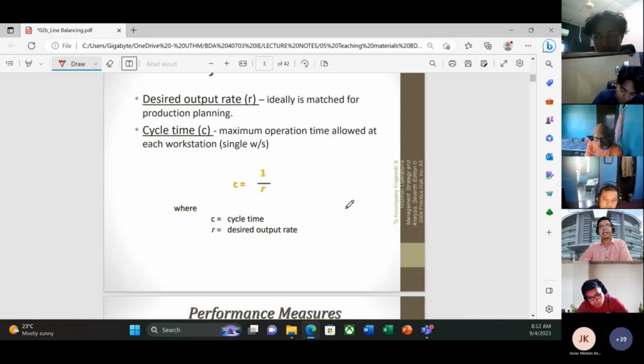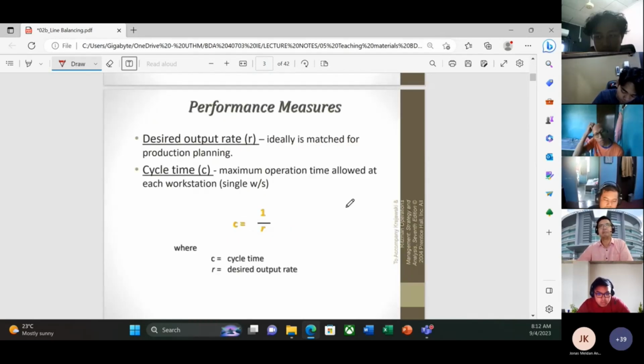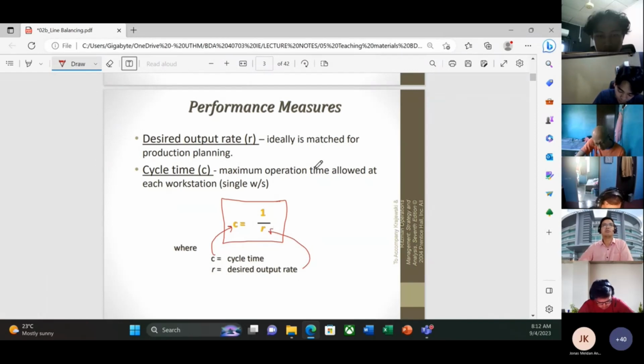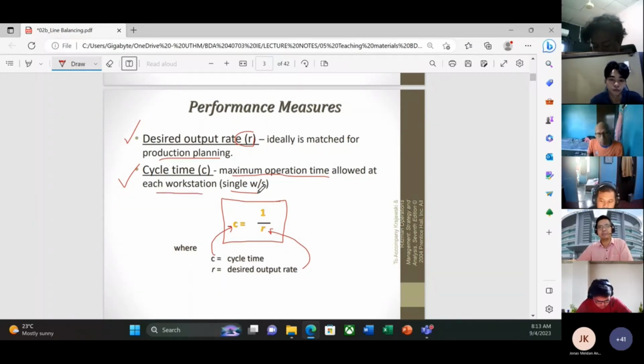In order to determine the line balancing performance measures, we have to calculate the cycle time. This is the cycle time formula, please copy it down first, where C stands for the cycle time and R is the desired output rate. By definition, the desired output rate, small r, is ideally measured from production planning. Meanwhile, C, the cycle time, is the maximum operation time allowed for each workstation, meaning a single workstation.